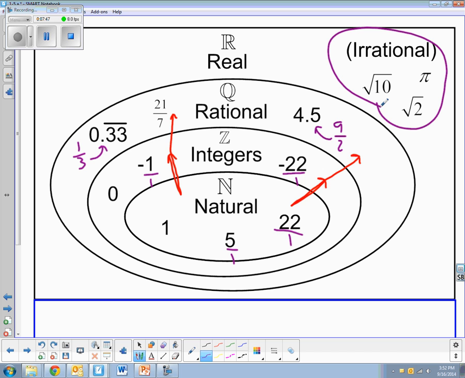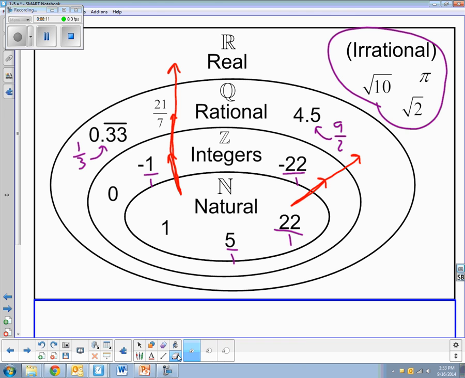This is a lot. This is a lot to take in. We got natural numbers, we got integers, we got rational numbers, we got real numbers, irrational numbers, all this vocabulary. But these ovals will help a little bit, because as you work out, natural numbers are also integers, are also rational numbers, are also real numbers.